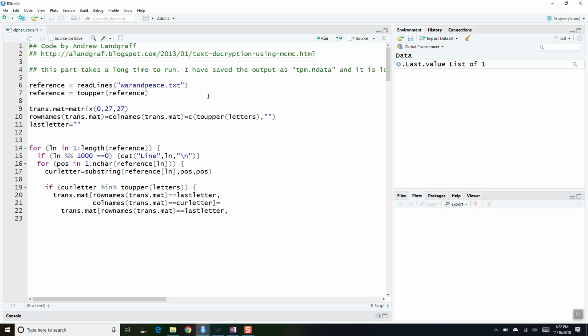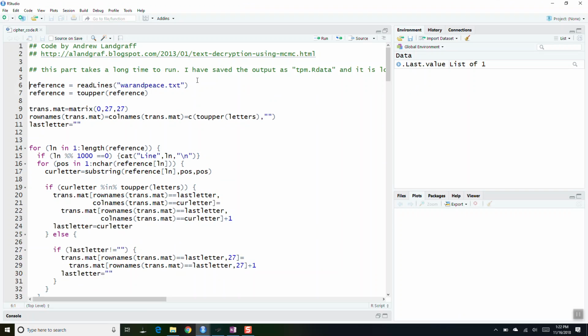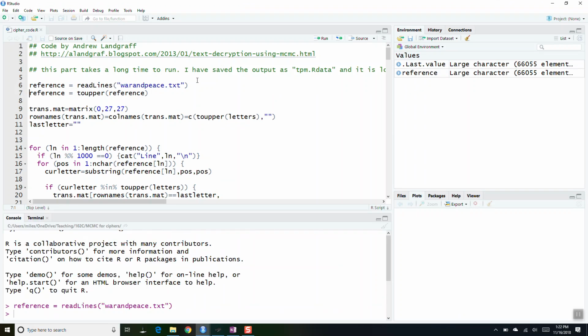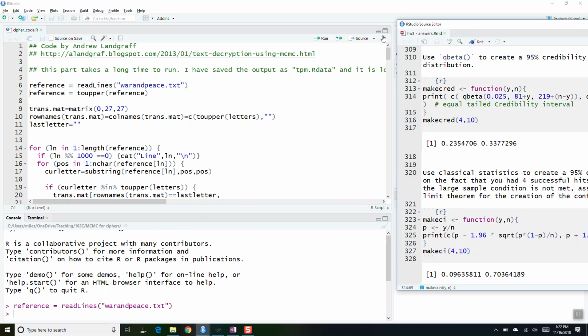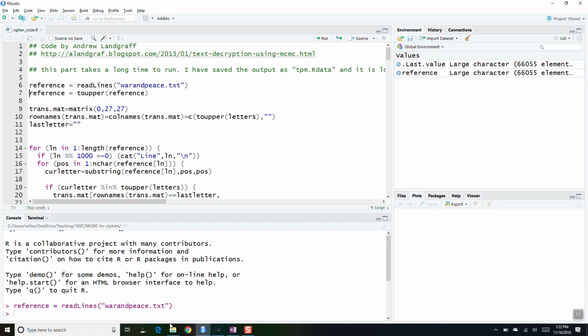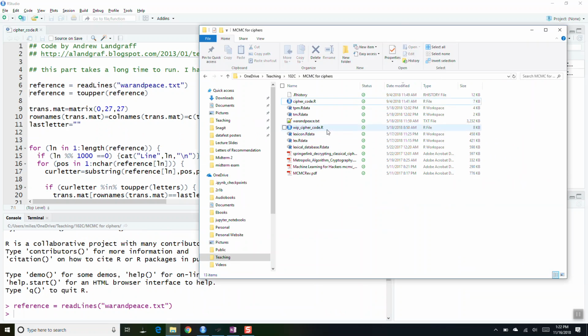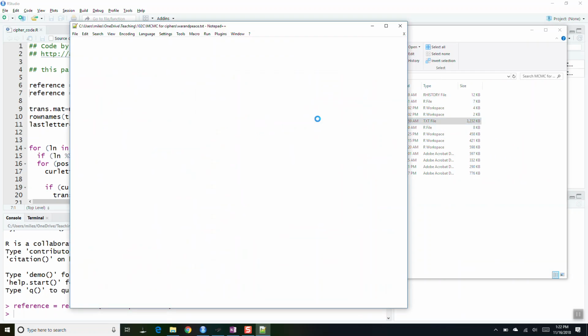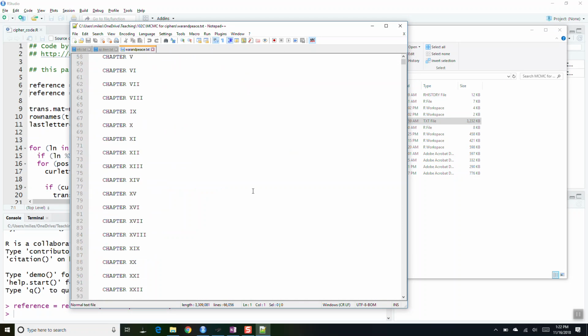Okay, so I have a big tome of text. I have War and Peace, the entire novel. Okay, it's 3 megabytes of text.